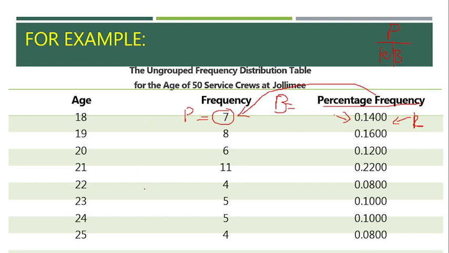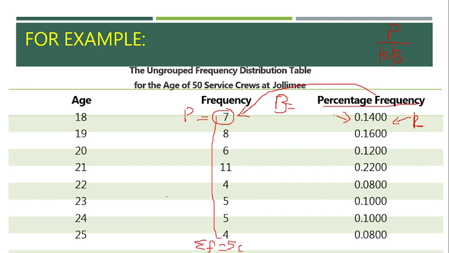From the sum, we have this notation, or symbol, the sigma. Sigma of what? Sigma of frequency. When we say sigma, that is the sum of a set of numbers, correct? So to find the sigma of frequency, what are you going to do? You're going to add 7 plus 8 plus 6 plus 11 plus 4 plus 5 plus 5 plus 4. If you add this all, what is the total number?